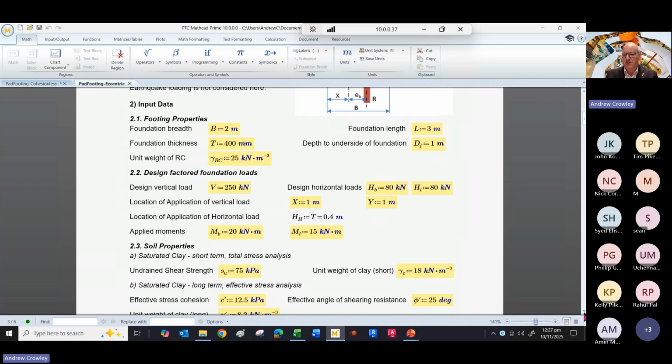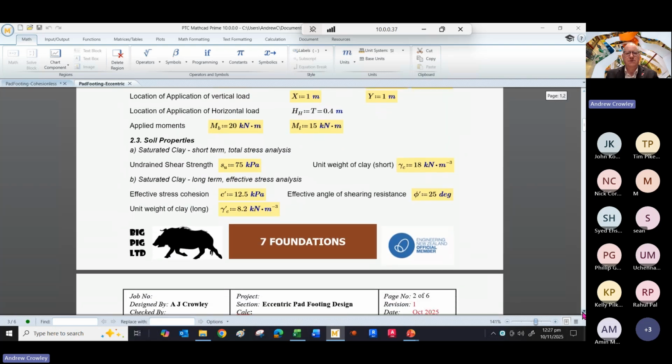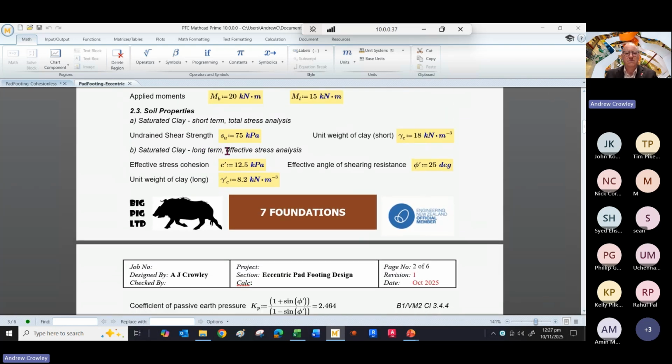Now our soil parameters, we've got 2 lots of soil parameters. We've got our short-term values, so we've taken SU, which you should get from your geotechnical engineer. SU is 75, and the unit weight of the clay is 18. And then in the long term, we're looking at the effective stress cohesion as 12.5, and the effective angle of shearing resistance as 25.